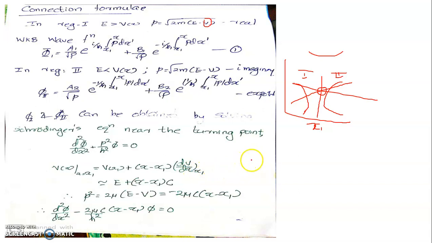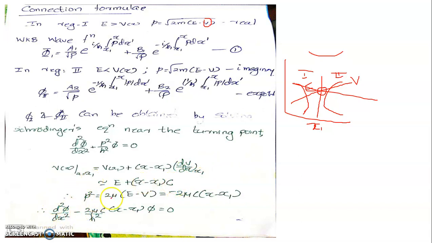But we know that at the turning point, the potential energy V and the total energy E are exactly equal, so that V at x1 may be written as the total energy E itself, plus x minus x1 into dV by dx at x1, which will be a constant. Label it say C.